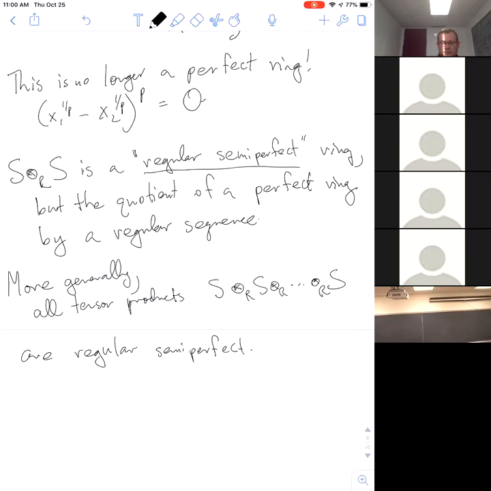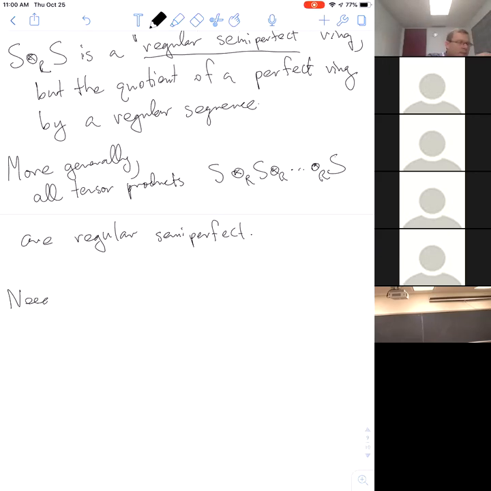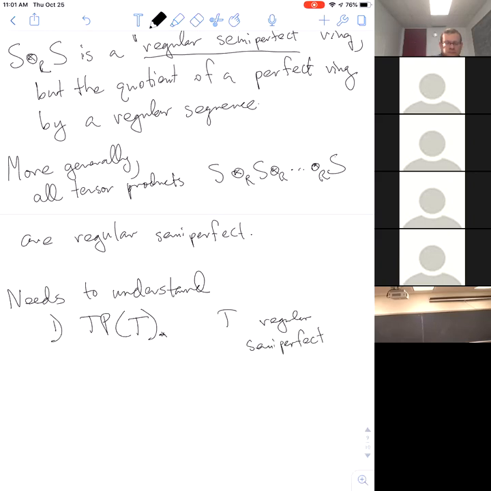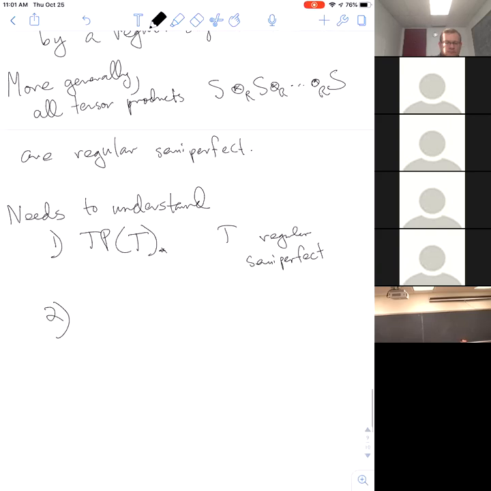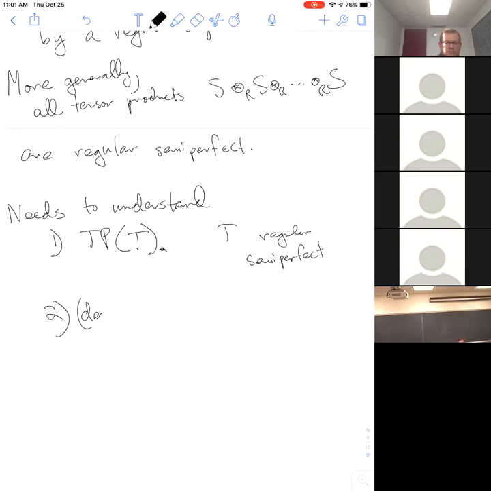So what this really boils down to is that one needs to understand the topological periodic homology, not TP of S, but TP of T, let's say, where T is a regular semiperfect F_p-algebra. This is going to be a bit more complicated than just the Witt vectors of a perfect ring. Ultimately, we're interested in relating this to crystalline cohomology, so we should understand the derived crystalline cohomology of T.